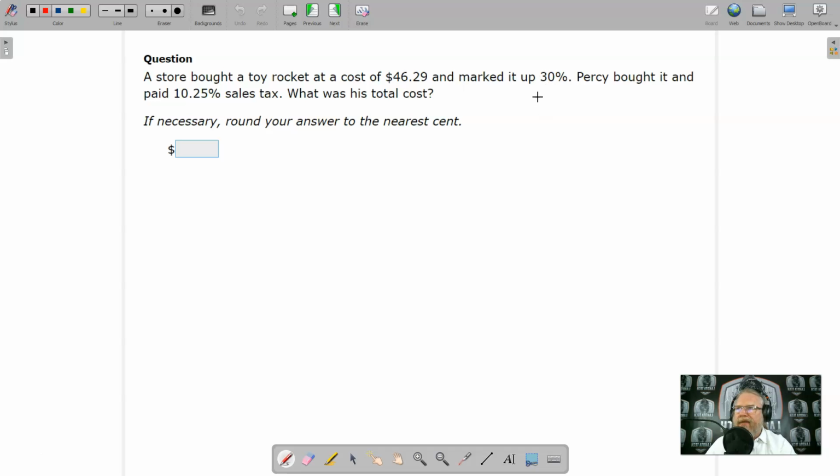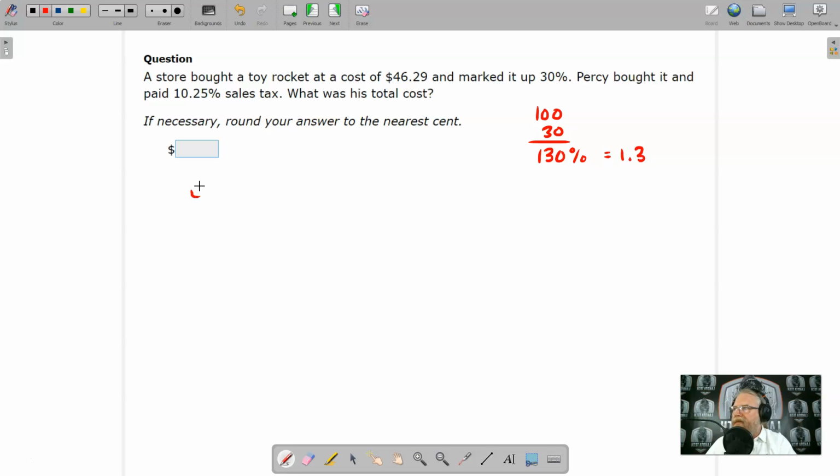Now, in another activity, we learned that whenever we mark something up, we don't do it by 30%. We actually have to do it by 100% plus the percentage that we're marking it up. So in this case, we would be marking it up 130%, which is the percentage that we need to multiply the original cost by to find the new value that the store is going to sell it for. So 130% as a decimal is 1.3.